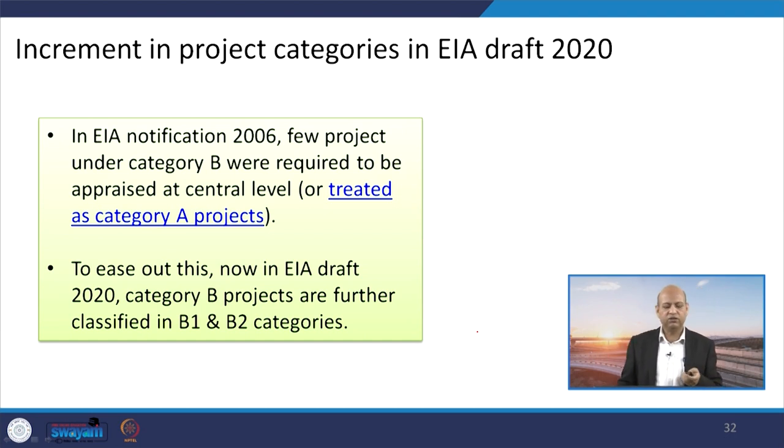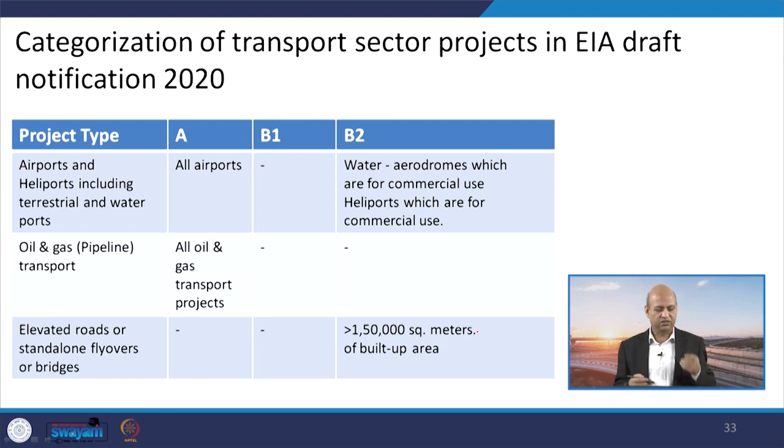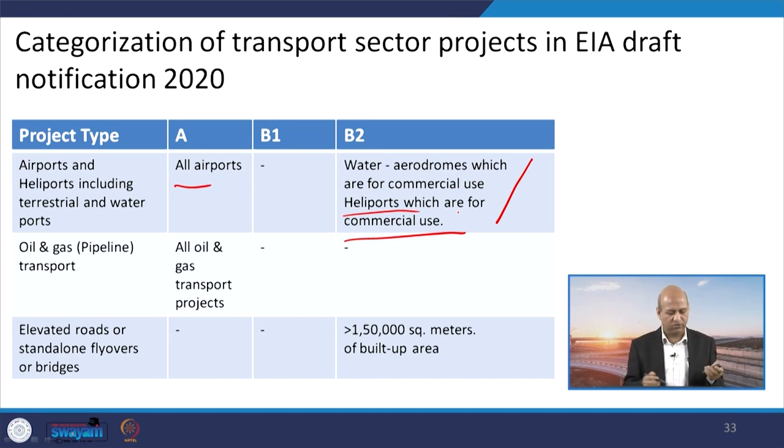Then the increment in project categories in the EIA draft 2020, like B1 and B2 and those kinds of categories, are there because of certain dimensions. We will see in this example, like airports, okay, all airports are A. Water aerodromes have been defined, and commercial use heliports, all these are now in B2, so definite terms are there, otherwise earlier there were ports only, right. Similarly, oil and gas is again in A, and elevated roads or flyovers or bridges with more than 150,000 square meters built up area will be in B2.